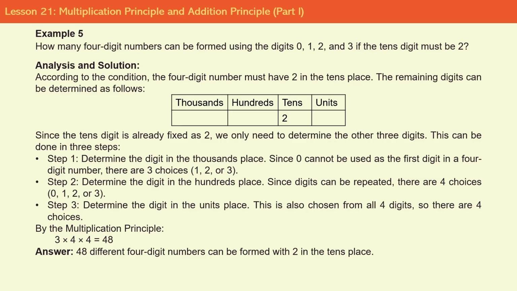Step 3. Determine the digit in the units place. This is also chosen from all 4 digits, so there are 4 choices. By the multiplication principle, we get 3 times 4 times 4 equals 48. The answer is 48 different 4-digit numbers can be formed with 2 in the tens place.